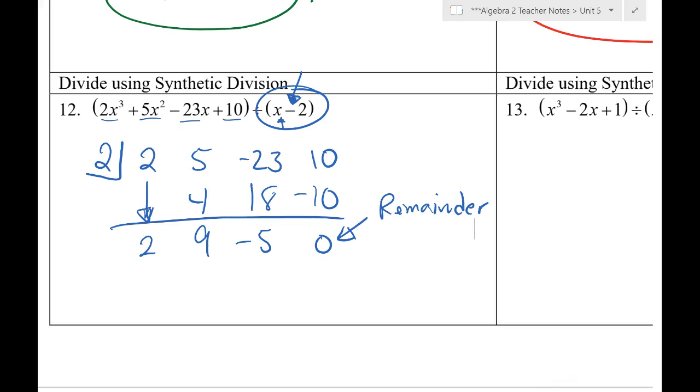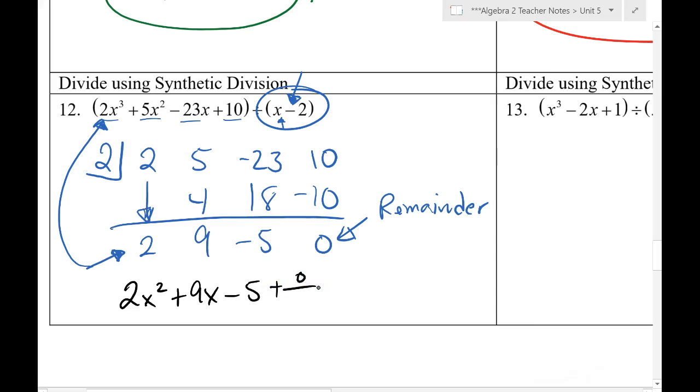And then if you look on your notes, that last step said that the degree of the first term is going to be 1 less than the original polynomial. So that means the first term will be 2x squared instead of cubed, plus 9x, and then we just go in descending order, minus 5, plus 0, the remainder, over x minus 2. But again, that cancels out, so our answer is just this here.